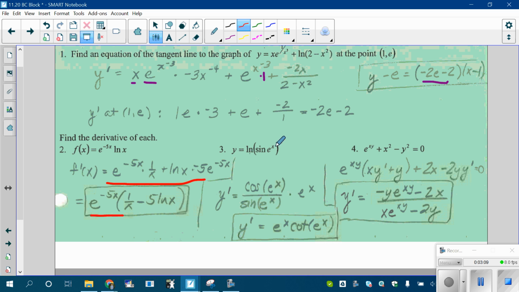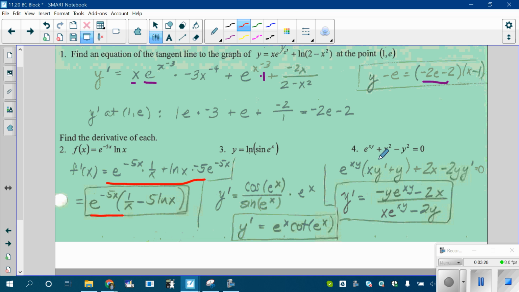The second one, you have to use double chain rule here. What's the derivative of ln of sine of e to the x? 1 over sine of e to the x times cosine of e to the x times e to the x, which you can write like that. Simplify it if you want to cotangent.